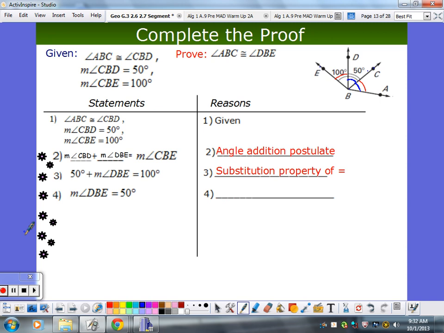Whoa, how did I get there? Is this given? I'm looking up. It's not given, but I got it from this one. What did I do in the previous statement? I subtracted 50 from both sides. So which property is that? Subtraction property. Right.